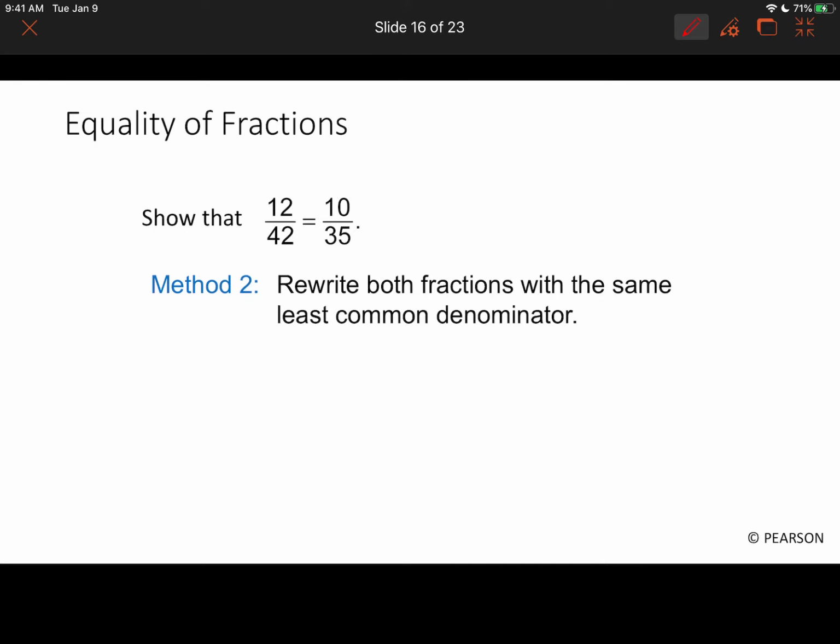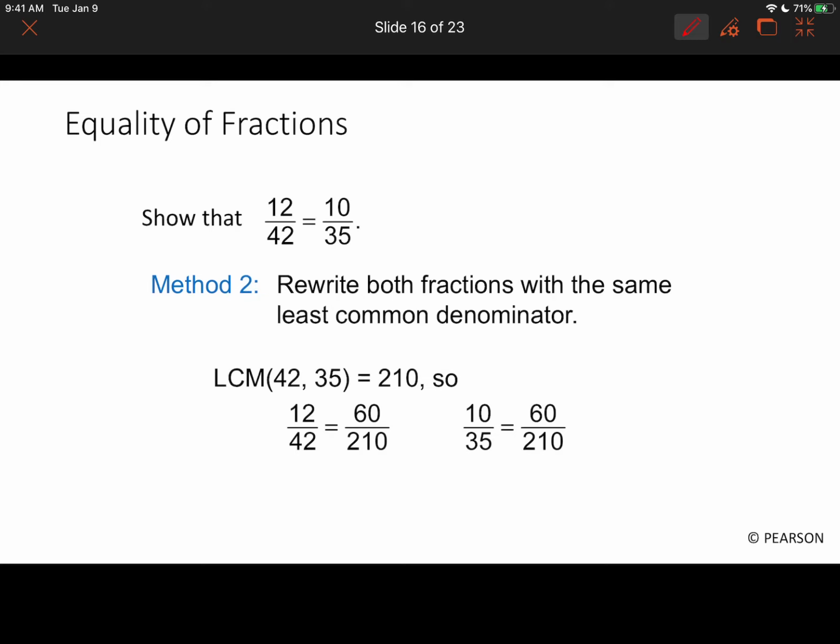All right, our second option is to rewrite both fractions with the same least common denominator. So multiply them by something appropriate on top and bottom so that I get the same denominator in both cases. The least common multiple of 42 and 35 is 210. So I could write, let's see, 42 as the denominator. Let me write this a little more clearly. 12 over 42, I could multiply numerator and denominator by 5, and that doesn't change the equality of the fraction.